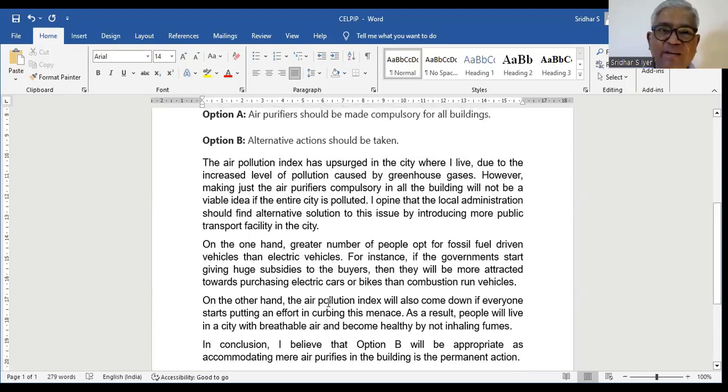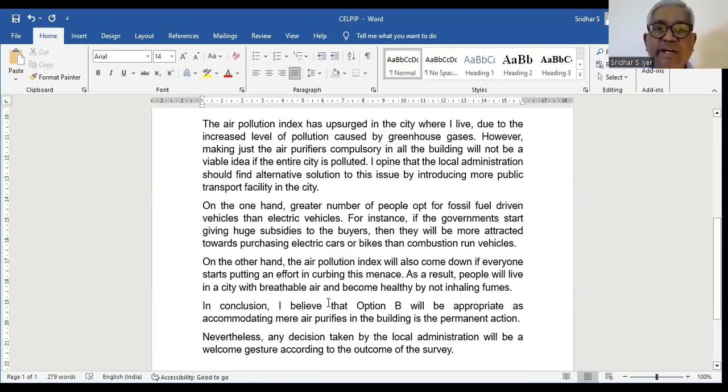All right, let's do the proofreading again, which is very, very important. The air pollution index has upsurged in the city where I live due to the increased level of pollution caused by greenhouse gases. However, making just the air purifiers compulsory in all the buildings will not be the viable idea if the entire city is polluted. I opine that the local administration should find alternative solution to this issue by introducing more public transport facility in the city. On the one hand, greater number of people opt for fossil fuel driven vehicles than electric vehicles. For instance, if the governments start giving huge subsidies to the buyers, then they will be more attracted towards purchasing electric cars or bikes than combustion run vehicles.